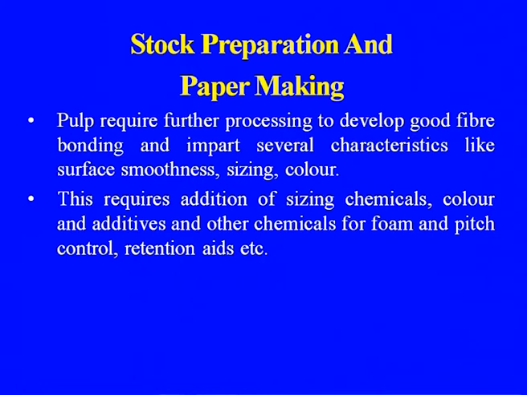This requires addition of sizing chemicals. Again, as I told you, sizing may be internal or external, along with color and additives, because we are manufacturing a wide variety of colored paper also, and other chemicals for foam and pitch control. That is very important because sometimes the foaming tendency is also there. Retention aid is needed for the retention of some of the chemicals being added, and to avoid wastage of more fines in the form of wastewater. So that has to be avoided, and so we are using retention aid.